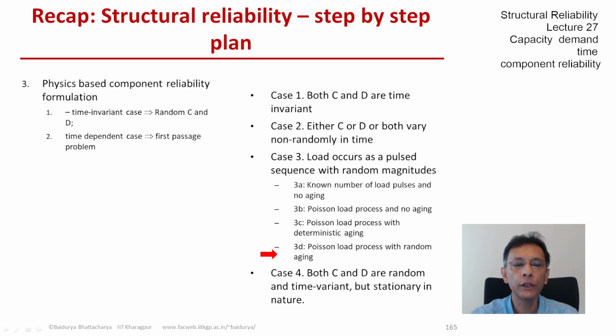And finally, we will look at case 4, where C and D are both random processes with one restriction, that they are stationary in nature, and I'm going to define what that means, and then see under some specific assumptions how we can define the reliability in that case as a first passage problem.